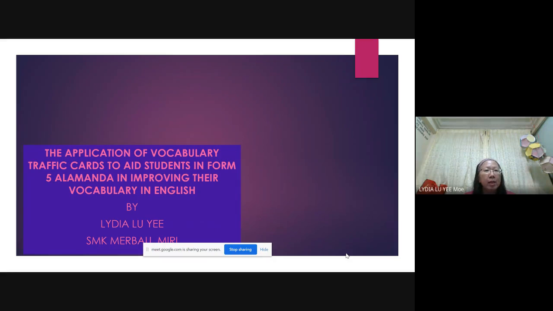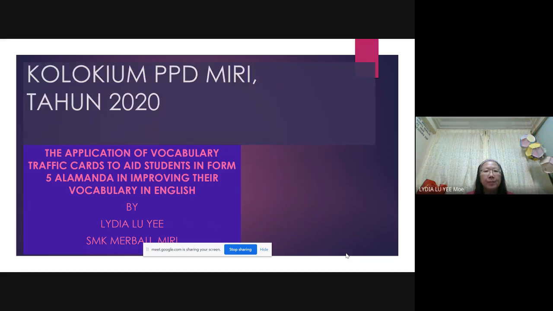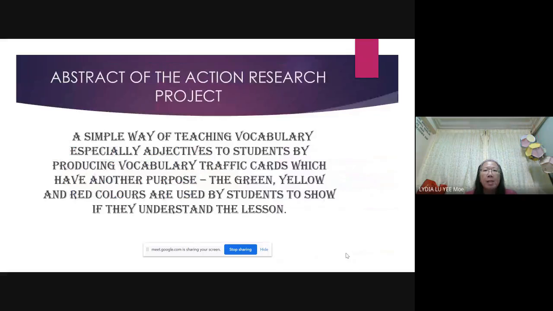I'm Lydia Louis, and I'm going to be presenting on my application of vocabulary traffic cards to 8 students in Form 5 Alamanda in improving their vocabulary in English. So this is the action research that I have done with my Form 5 Alamanda students in order to improve their vocabulary. Okay, just a simple explanation of the action research project.